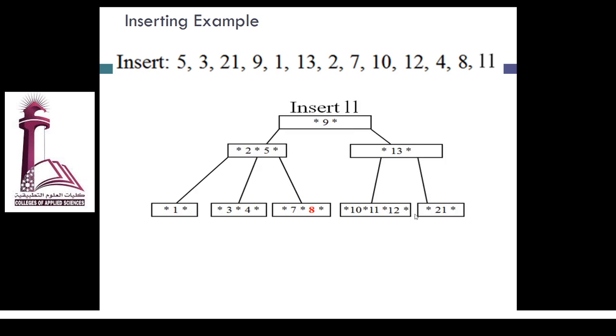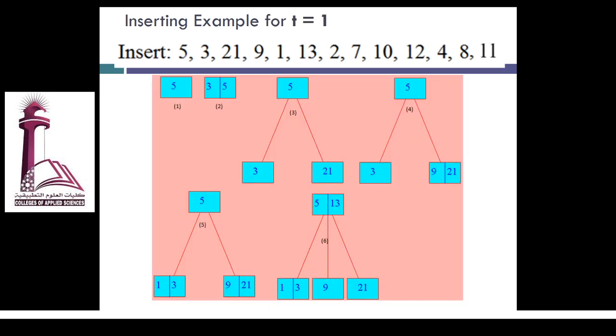So like this you have to insert all the values, and this is the final B tree after you insert all these values. Next, so that's all about this example. Next we are going to see another example.